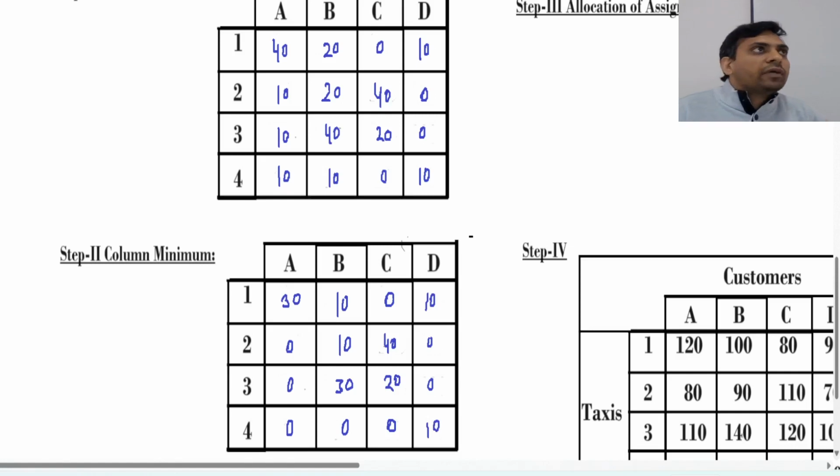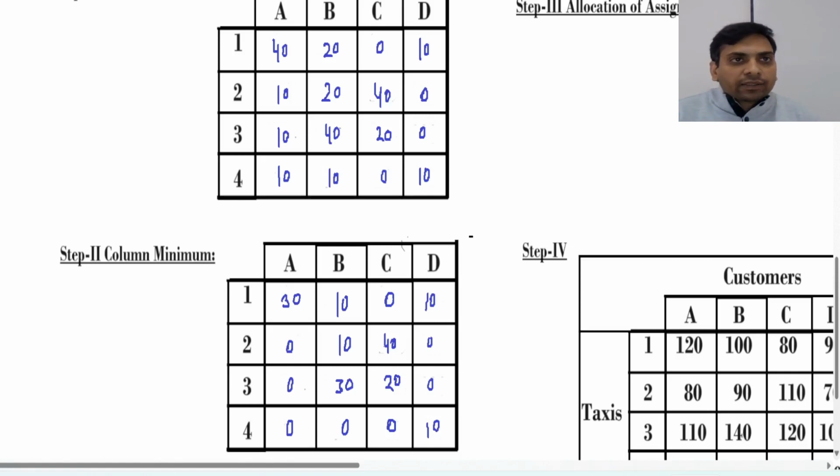So this is column minimum. And the objective of these row minimum and column minimum steps is to find at least one 0 in all rows and in all columns. After completion of this step, you will see at least one 0 in all rows and in all columns.